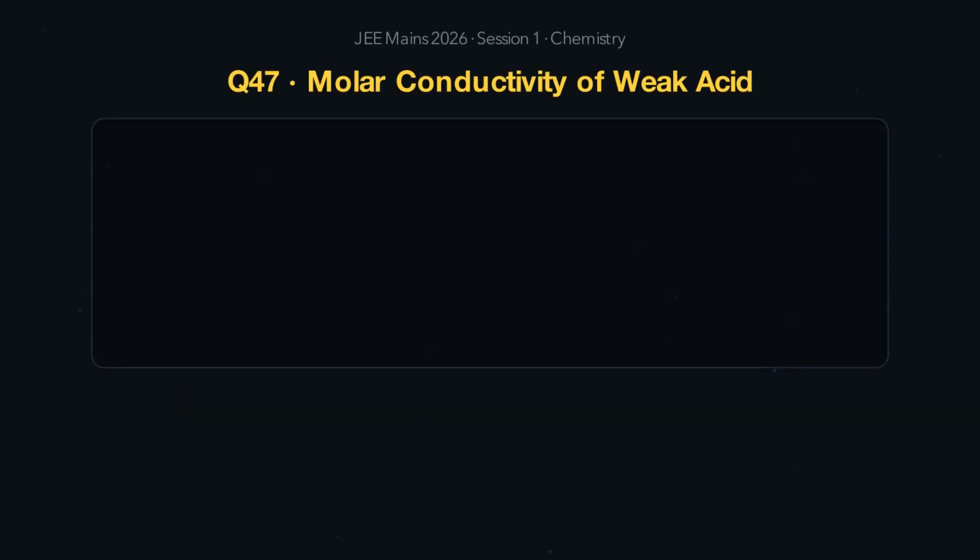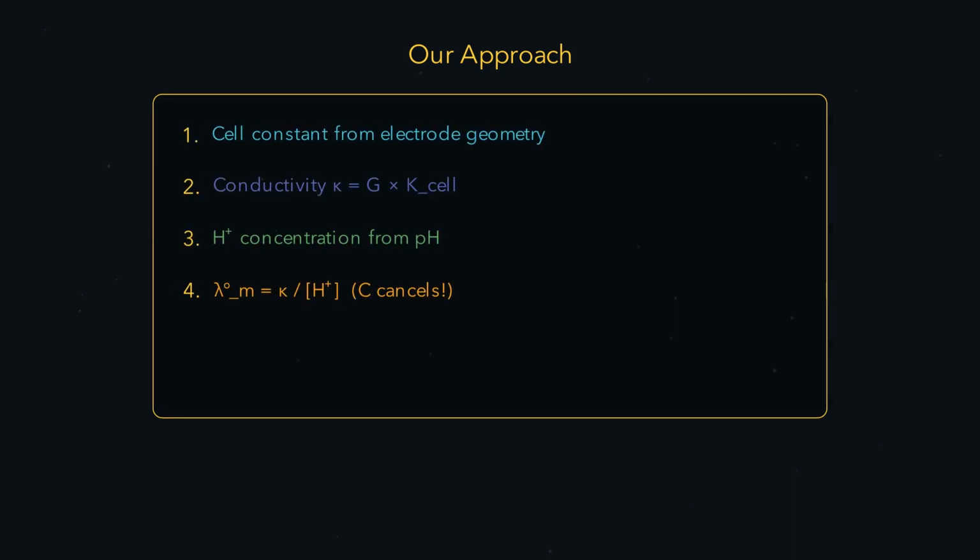A weak acid gives away very few ions. Its pH tells us the ion concentration. But how do we find the limiting molar conductivity without even knowing the acid's concentration? Here's our approach. First, we convert the electrode geometry into a cell constant. Then, we multiply by the measured conductance to get conductivity. Third, we extract H+ concentration from the pH. The elegant insight is that when we divide these two results, the unknown concentration cancels out completely.